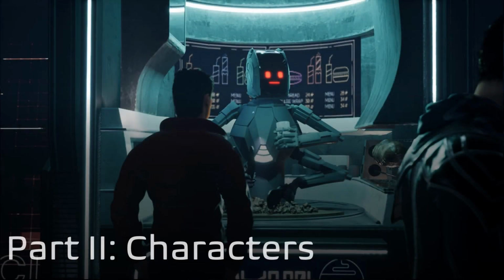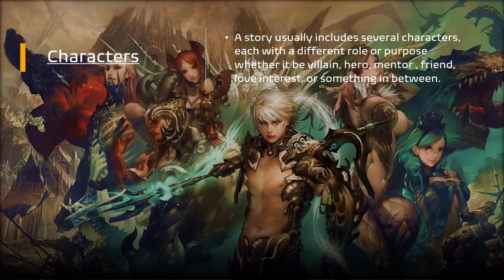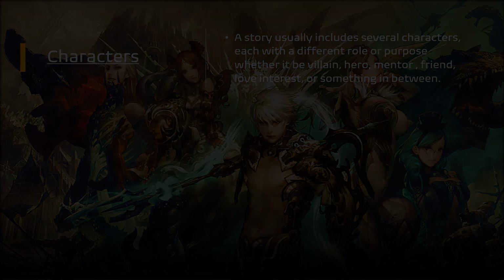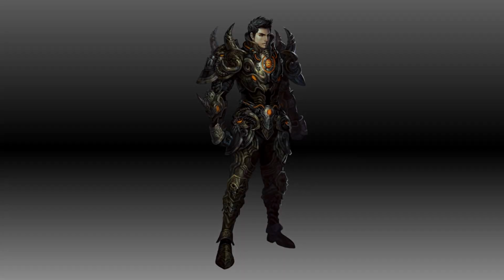Part 2, Characters. A story usually includes several characters, each with a different role or purpose, whether it be villain, hero, mentor, friend, love interest, or something in between. But regardless of how many characters a story has, there are often only two roles worth most of the narrative focus, that being the protagonist and the antagonist.